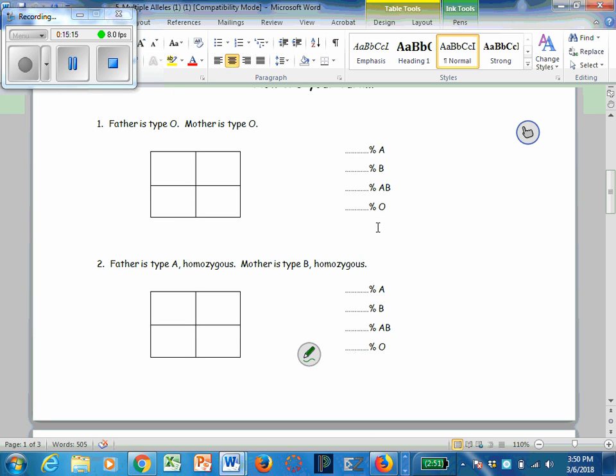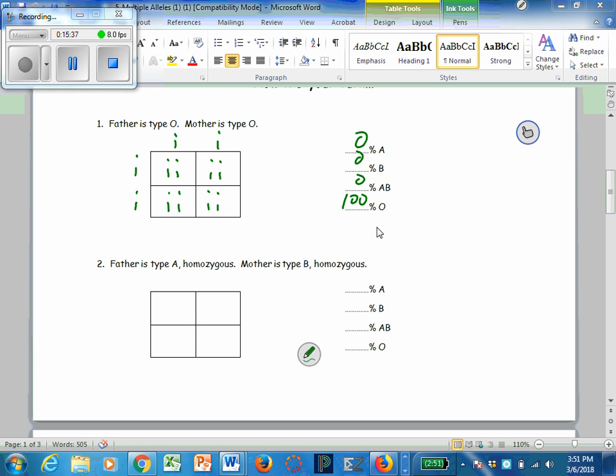So a father is O, a mother is O. Let's see what that looks like. So the father is O, so they're little i, little i. Mother is O, little i, little i. What do they have? All individuals with O blood. So what does that mean? 100% O, 0 everything else.